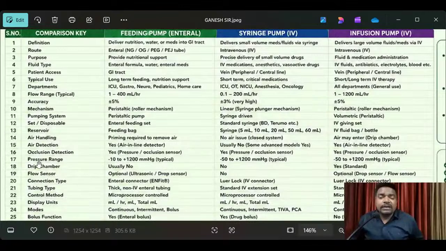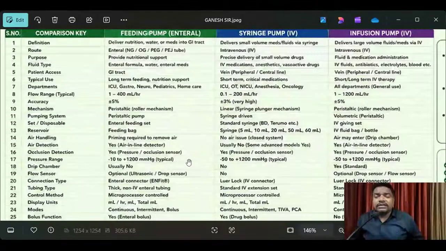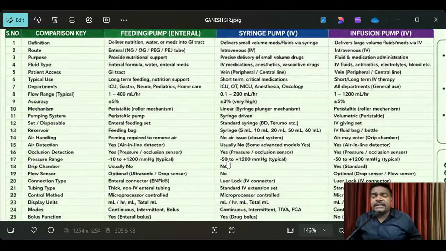Now come to the point. I'm going to compare and take this comparison key point. See here, the 17th point, listen carefully: pressure range. When it comes to the feeding pump, see here, minus 10 to 1200 mmHg typical. Please note this down; these values are very important. And the pressure range for the syringe pump is minus 52 to plus 1200 mmHg typical. And for the infusion pump, minus 52 to 1200 mmHg typical. Here the syringe pump and infusion pump are both the same. Okay, pressure range, so mostly the ratings are the same.